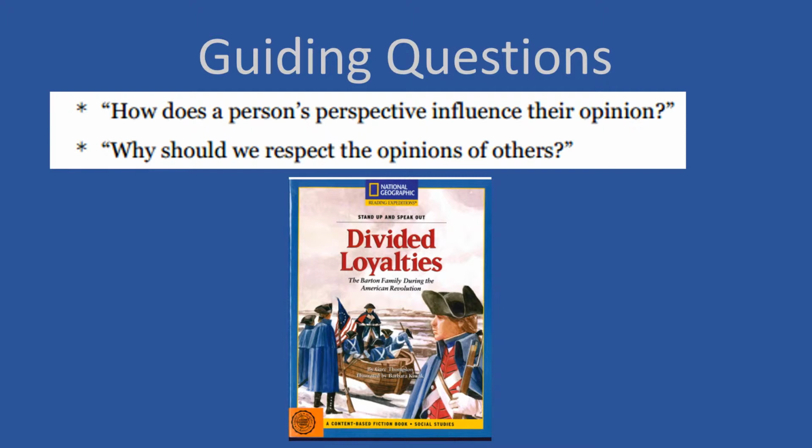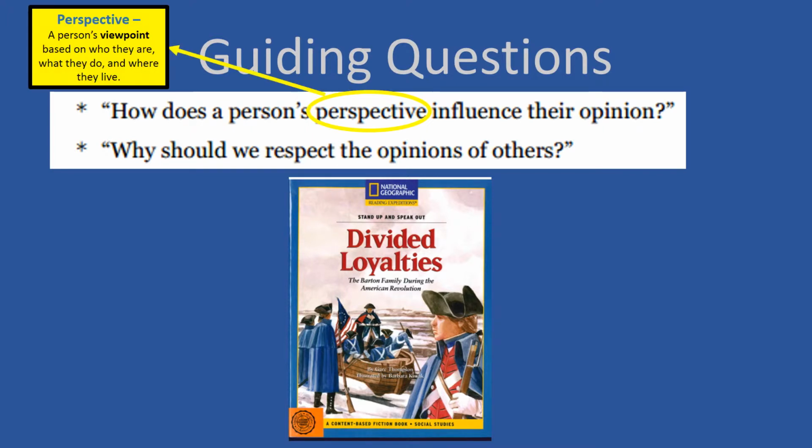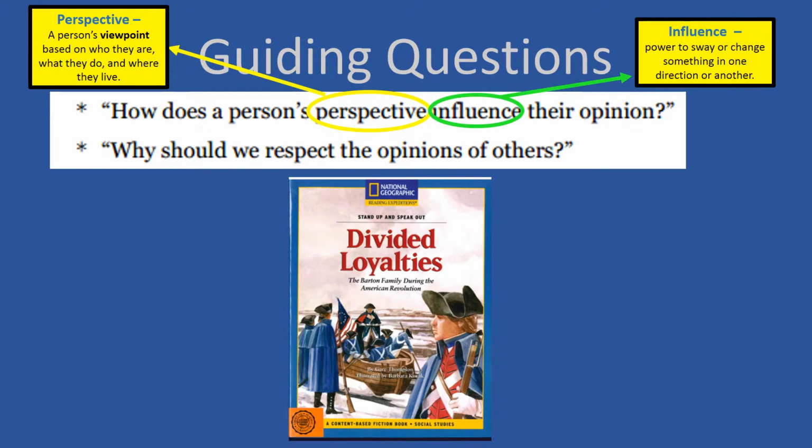Let's take a closer look at that first question. How does a person's perspective influence their opinion? The word perspective means a person's viewpoint based on who they are, what they do, and where they live. The word influence means the power to sway or change something in one direction or another. So how does a person's viewpoint, or who they are, influence or change what they think about something?